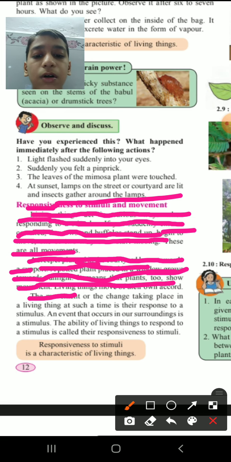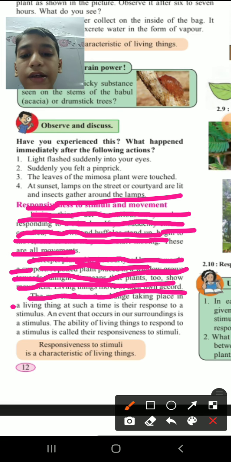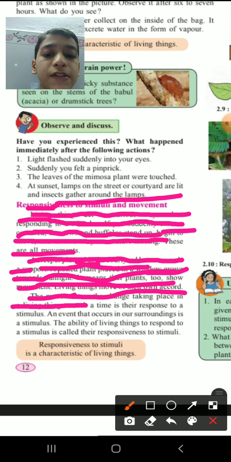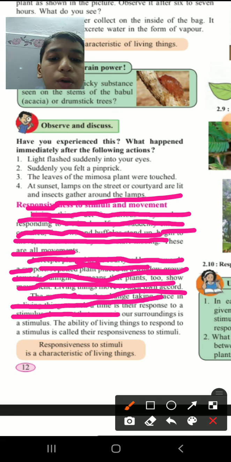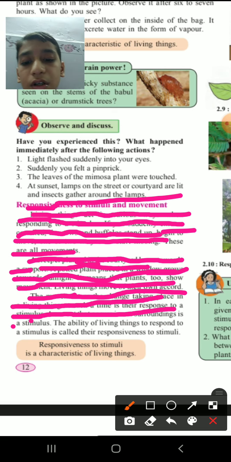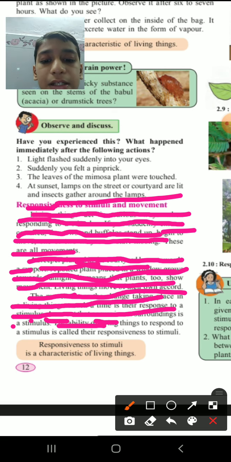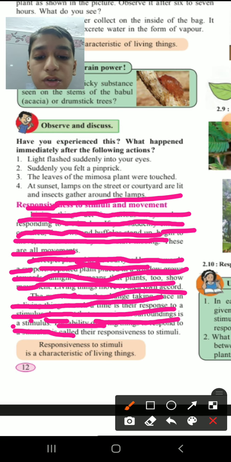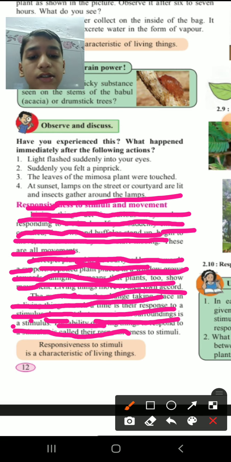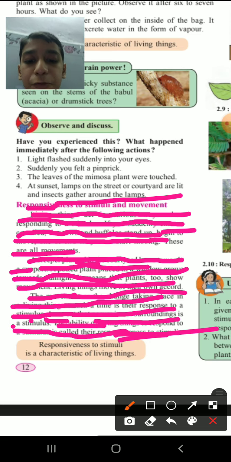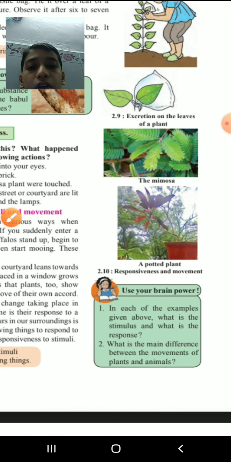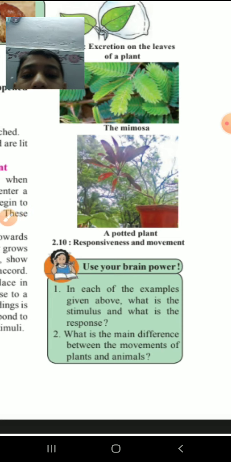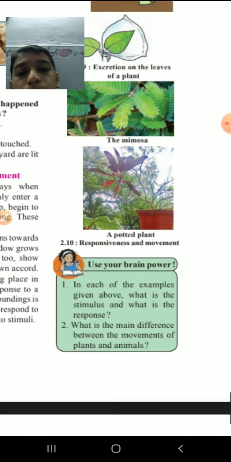The movement or the change taking place in a living thing at such a time is their response to a stimulus, and an event that occurs in our surroundings is a stimulus. The ability of living things to respond to a stimulus is called responsiveness to stimuli. Responsiveness to stimuli is a characteristic of living things. Use your brain power, students.